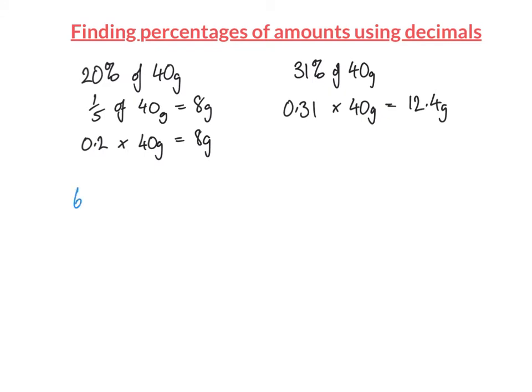Something similar, 68% of, let's say, 320 kilometers. 68%, yeah, we could write it as 68 over 100, but again, much easier just to write it as 0.68 and 320. Put that into your calculator. 0.68 times 320 is 217.6. We're talking kilometers then.